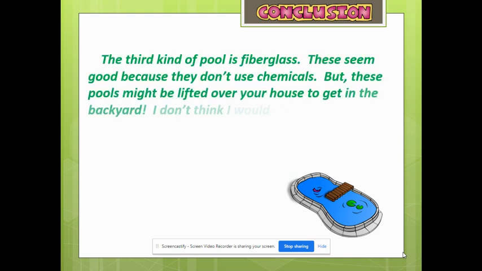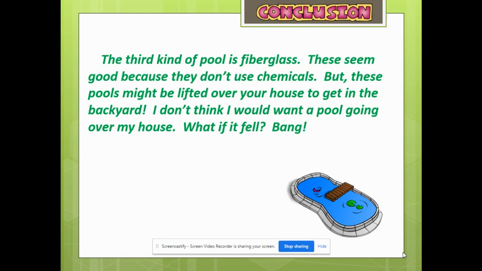The third kind of pool is fiberglass. This seems good because they don't use chemicals, but these pools might be lifted over your house to get in the backyard. I don't think I would want a pool going over my house. What if it fell? Bang!